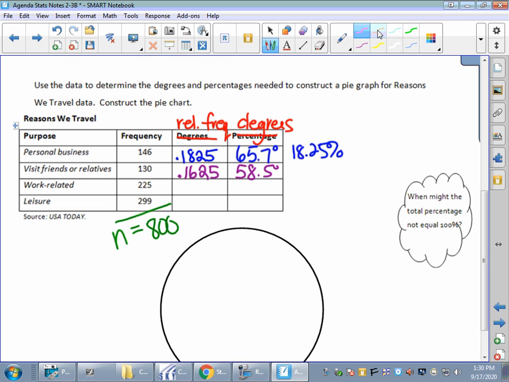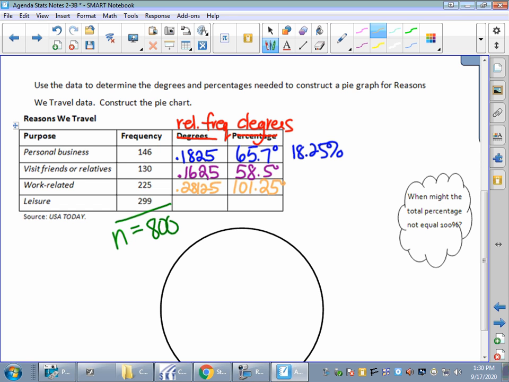Work-related travelers, 225 out of that 800. So that's going to be something like 0.28125. Again, I'm not going to write down all these crazy numbers, I'll probably just go to my calculator, multiply that by 360, and know that it's going to be 101.25 degrees.